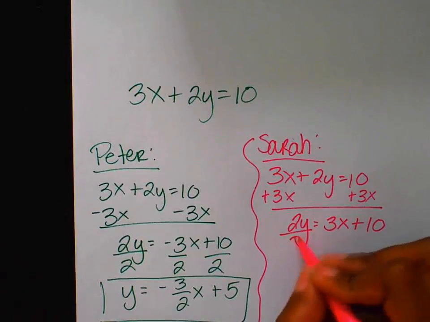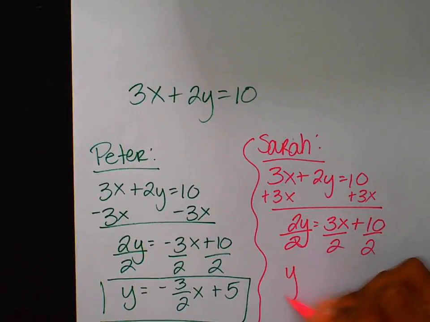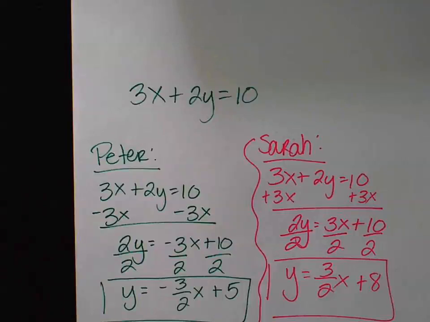And then she divides everything by 2. And she gets y equals 3 halves x plus 8. And so your job is to compare both of their answers. Again, see if you agree or disagree. In your discussion post, make sure you're explaining exactly which student you're speaking about when you're giving your answer.